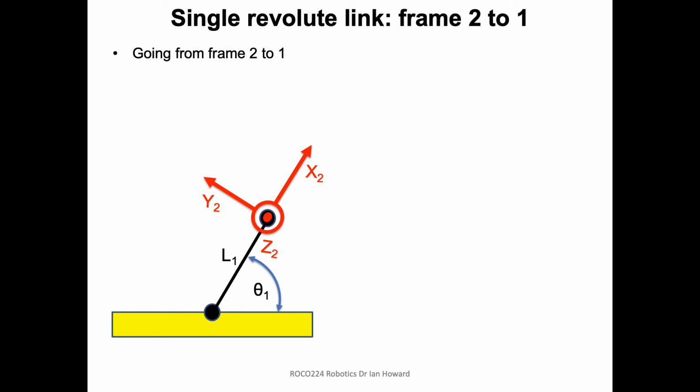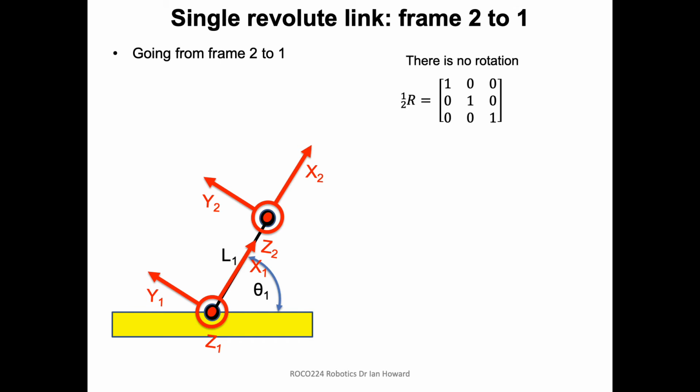Now, we've got our frame 2 and we've got our frame 1. How do we map between those? Well, we can immediately see there is no rotation at all. It's just translation, and it's translating along the x-axis, by the length of that particular link, which is L1. So we've got a translation in order to get to x2 from x1. Therefore, the translation we need is in the x component of magnitude L1, and there's nothing translated in y, and nothing translated in z.